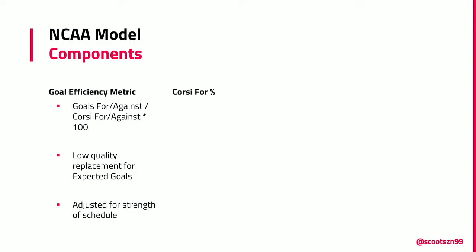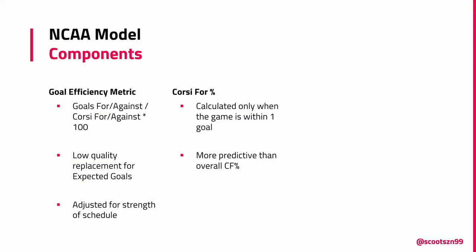Also, I use Corsi for percentage, very simple. I use it only calculated when the game is within a goal, or close Corsi for percentage, shown to have the most predictive power. And then finally, I use shot and save percentage. These are luck driven, so it's not very useful at evaluating teams, but it's very useful for trying to predict games, basically, as the teams that have very high shot and save percentage win games more often than not.